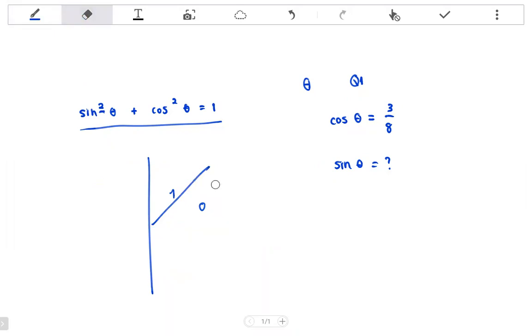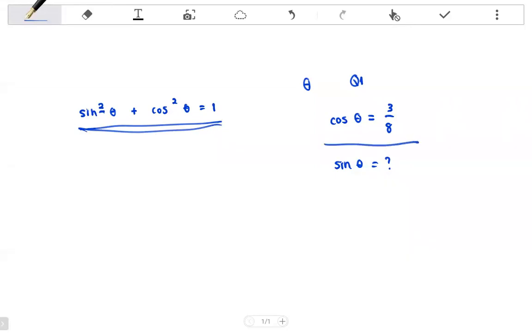So we can't really use our unit circle to help us solve this problem, right? So what we do is we use this complicated equation. We know that cosine theta is 3/8, so we just plug it into this equation. I'm going to rewrite it so that it's simpler to see. Sine squared theta plus cosine theta, which is 3/8, squared, equals 1. So simplifying that, sine squared theta plus 3 squared, which is 9/64, equals 1.